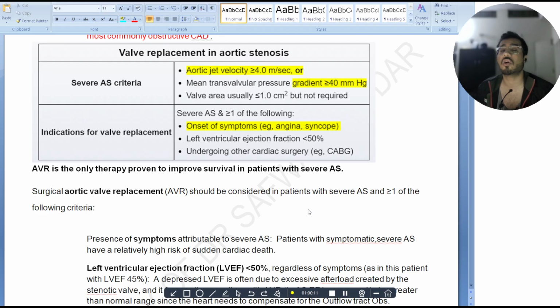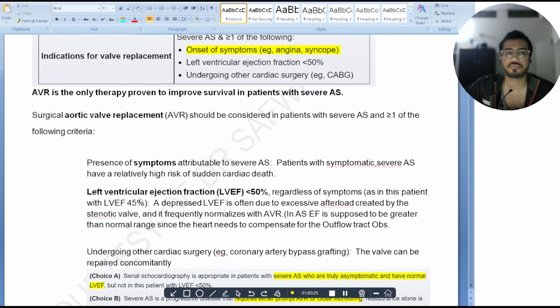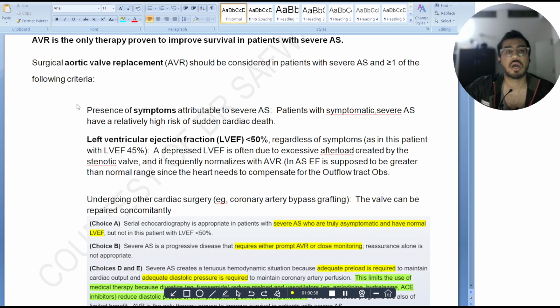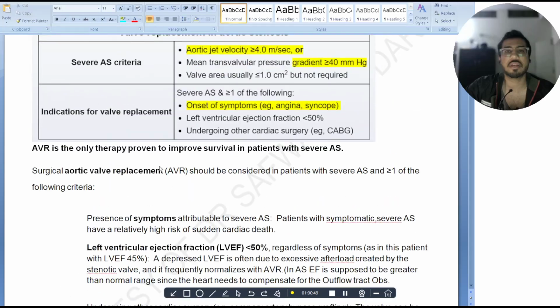The aortic jet velocity is greater or equal to 4, and the patient has an ejection fraction of 45. You don't go for a replacement, because you need one of them or one plus one of these. Aortic valve replacement is the only therapy proven to work. Surgical aortic valve replacement should be considered in patients with severe aortic stenosis, which would be graded by one of these factors and one of the following criteria. Presence of symptoms attributable to severe AS. One of these symptoms, severe is left ventricular ejection fraction less than 50. These are the symptoms that represent all of these.